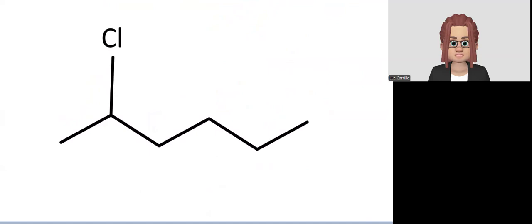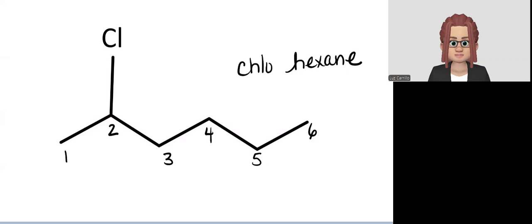In this molecule, my longest parent chain is 1, 2, 3, 4, 5, 6. That means that when I name that parent chain, that main chain, that is a hexane. My substituent here is a chlorine, which is called a chloro group. And its position is at position 2 in that main chain. So the name of this compound is going to be 2-chlorohexane.